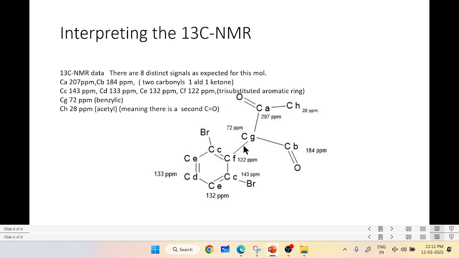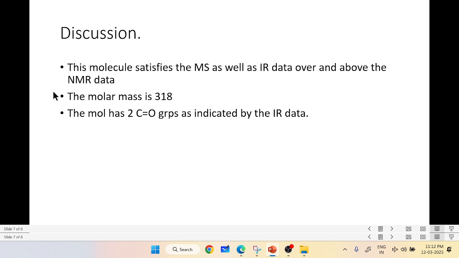We have the CG aliphatic carbon at 72 ppm. It's a benzylic carbon, and as I told you, it's between 2 carbonyl groups and also next to the aromatic ring. That's why it comes at 72 ppm. And then of course the acetyl CH3 carbon at 28 ppm. So this once again confirms that there is a second C=O in this molecule.